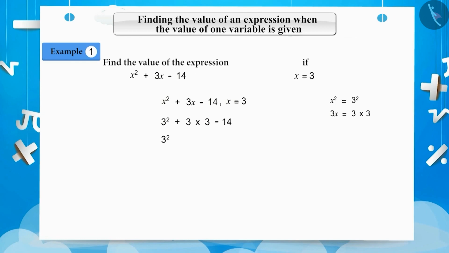3 square is 3 multiplied by 3, which is 9. And 3 multiplied by 3 is 9. Substituting these values in the expression, we get 9 plus 9 minus 14. 9 plus 9 is 18, and 18 minus 14 is 4. Therefore, the answer will be 4.